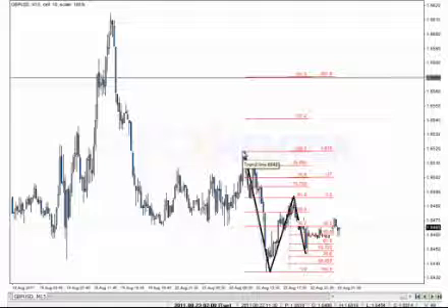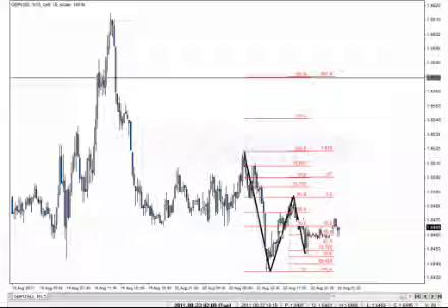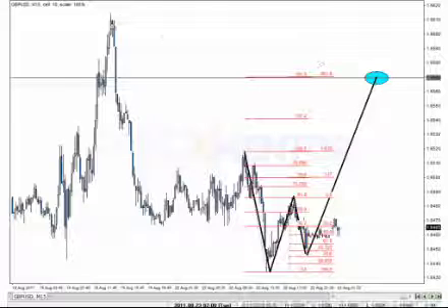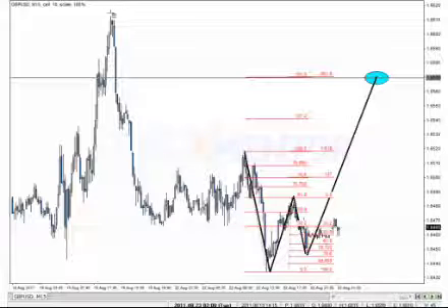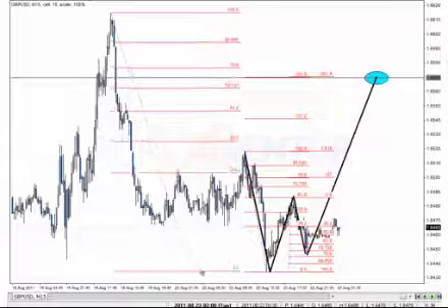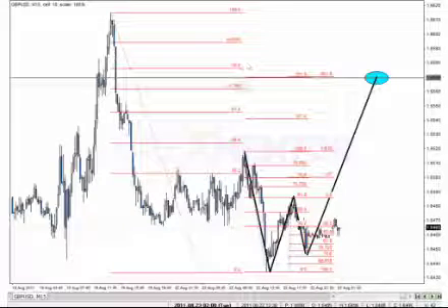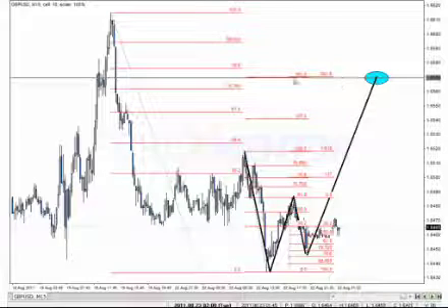So if we label it with X, A, B, C, we're looking for a rally now all the way up to point D. So it's a real deep move to the upside. What I'd also like to look at is this swing down. Just have a look to see where we are in terms of our major retracement levels. So we've got this retracement down, and you can see the 79 level is just above this area here.